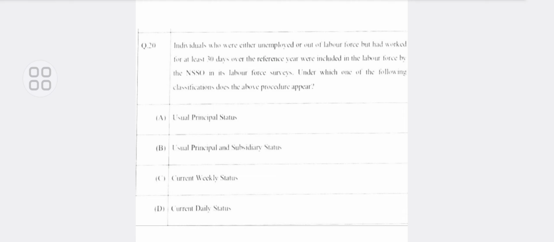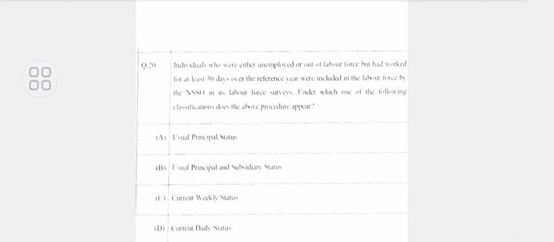Individuals who were either unemployed or out of the labor force but had worked for at least 30 days over the reference period were included in the labor force by NSSO. Under which of the following classifications does the procedure appear? Can you tell which one is the answer for this one?